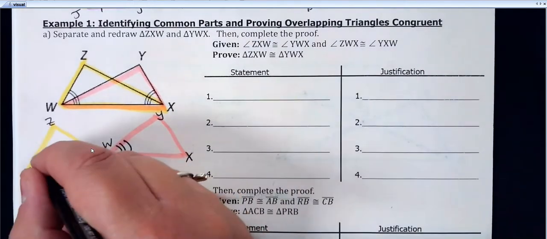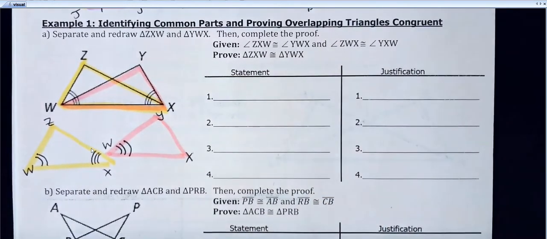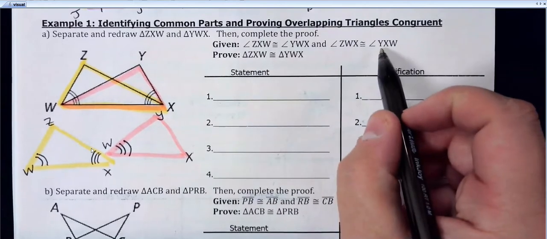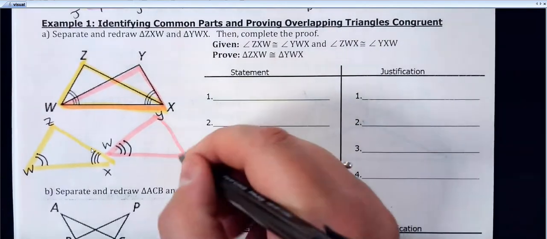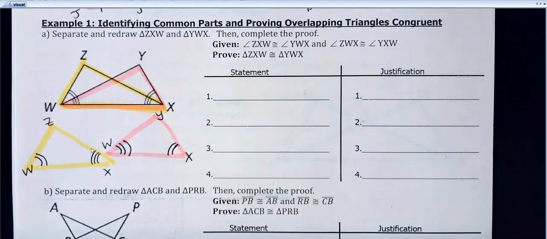Remember, this has a double mark. The middle letter is the vertex, so that's where your curve should go. And then this says YXW, so YXW, X is the vertex. That's where my curve is going to go. So once that's separated, it might be a little bit easier to see.